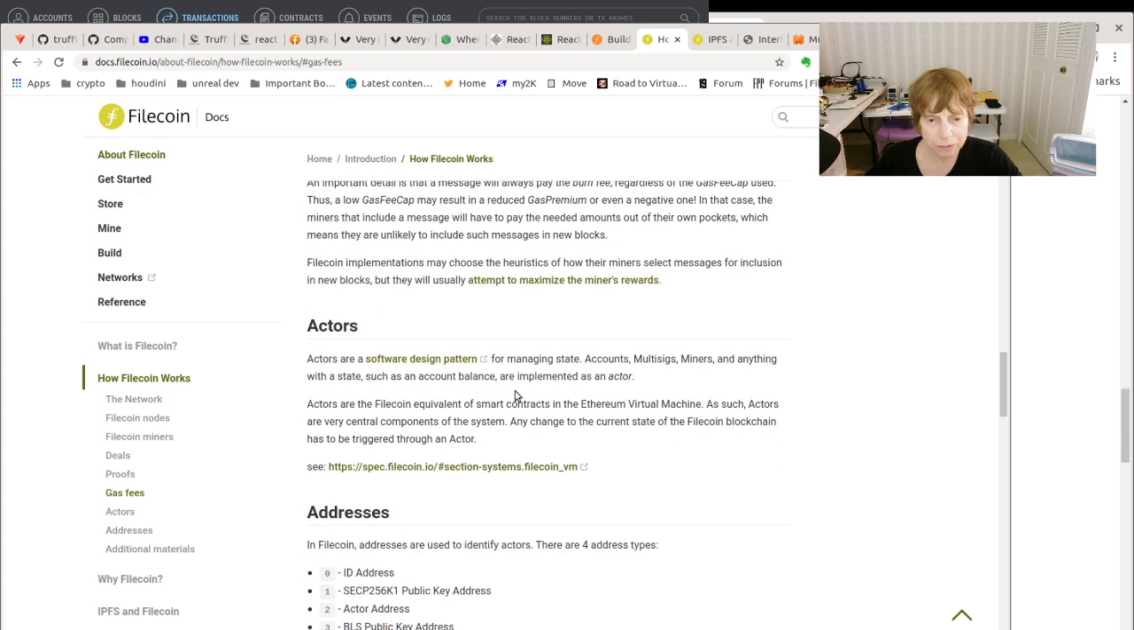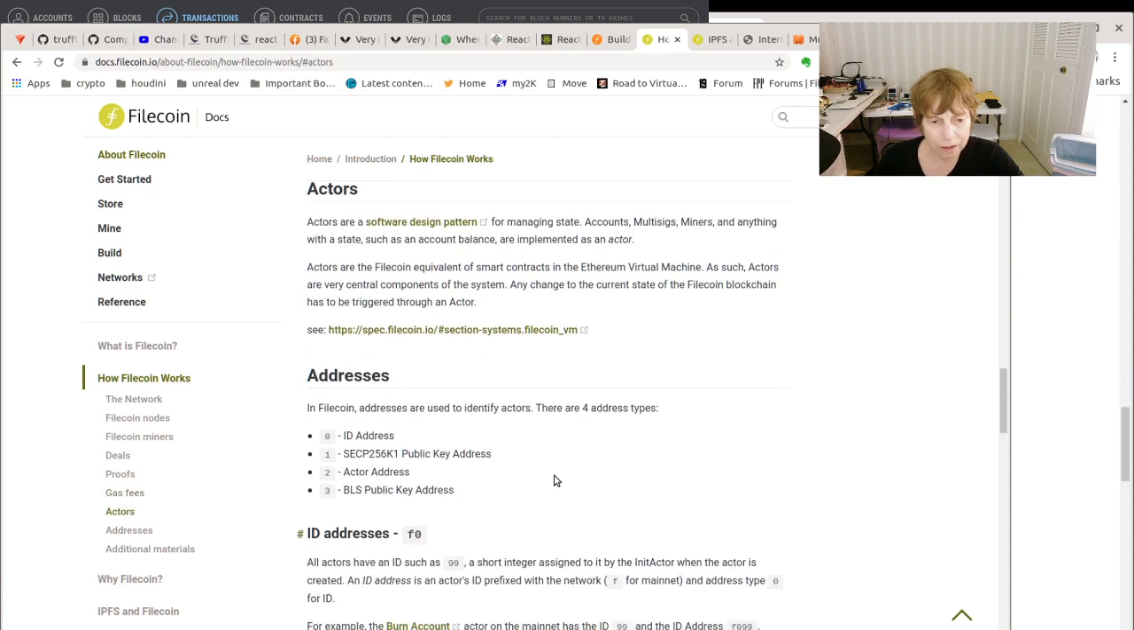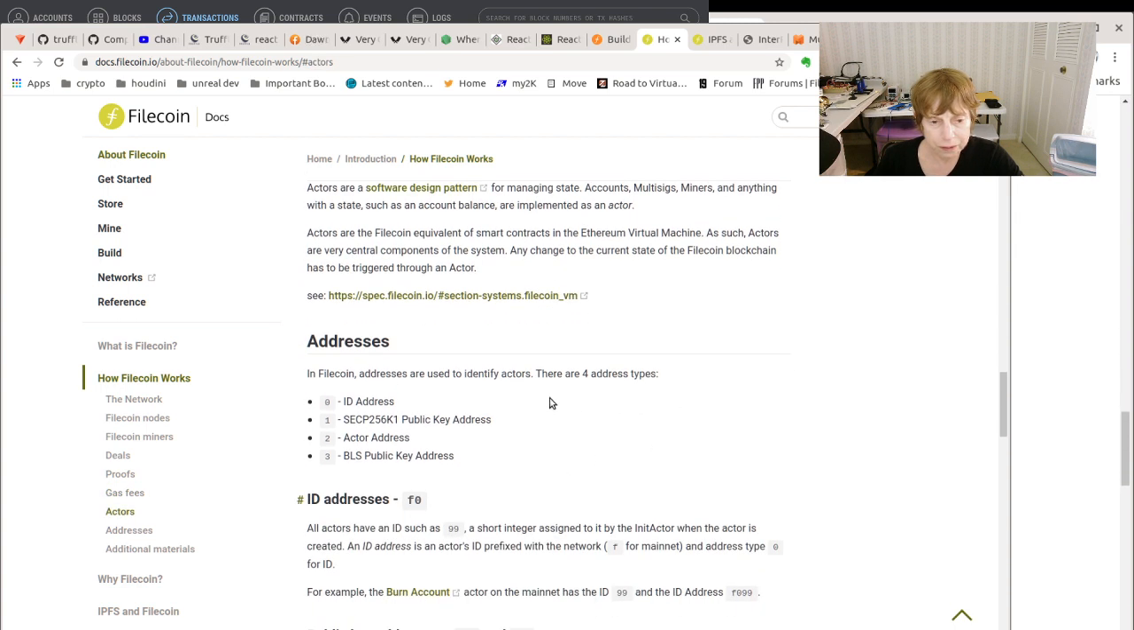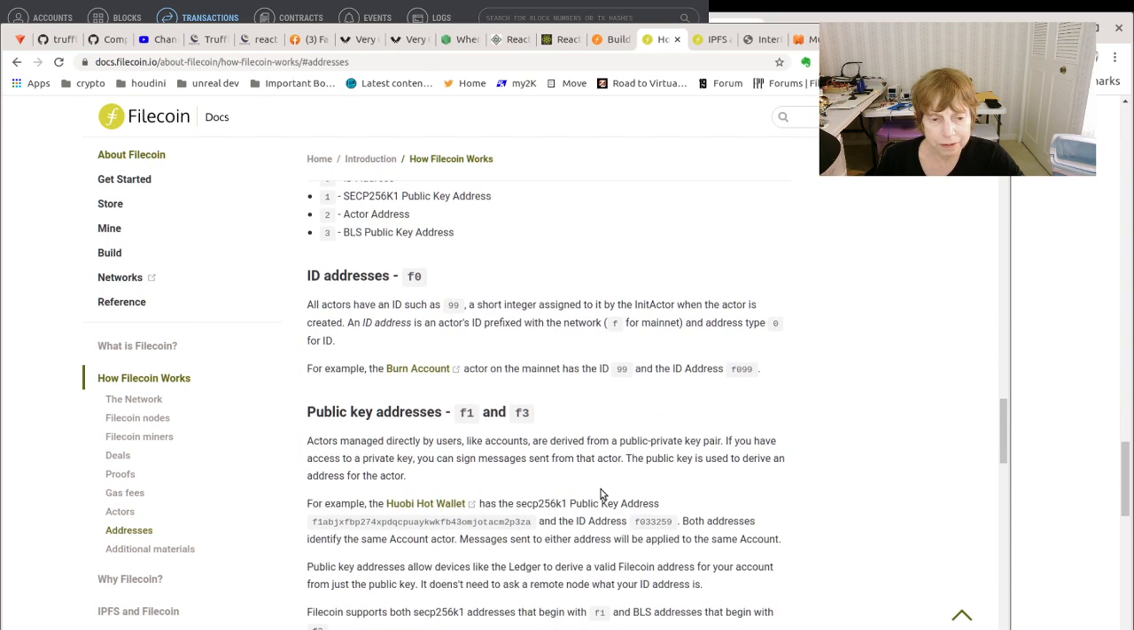Actors are the software design patterns for managing state. So this is probably something we're going to be very interested in. They're the equivalent of smart contracts. So this is something we want to learn about, because this is relevant to the stuff we've been looking at. So they have their own different IDs, as you can see.